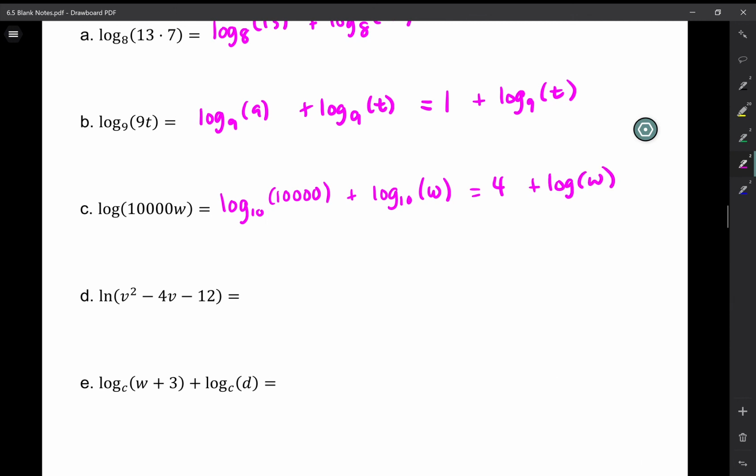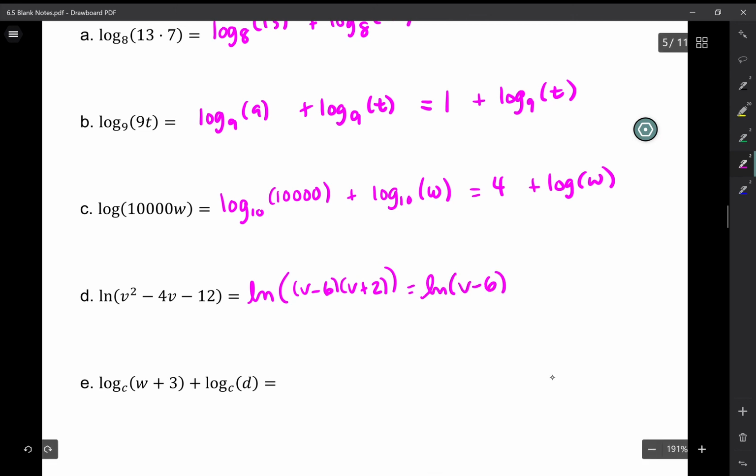All right, this one doesn't look like a product right away, but maybe you realize that you could factor this. Natural log of, let's see, we need two numbers that multiply to negative 12 and add to negative 4. So I'm going to go with v minus 6 and v plus 2. Does that work? v squared plus 2v minus 6v minus 12. Now we have a product, and we can write this as natural log of v minus 6 plus natural log of v plus 2. I'm so glad my dog can be here in the background for you guys.